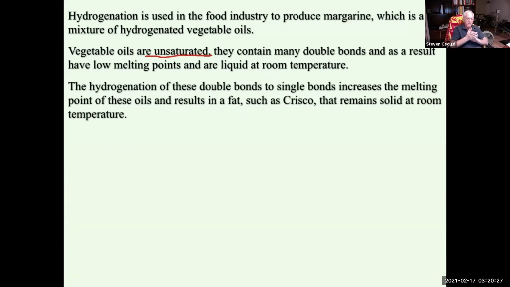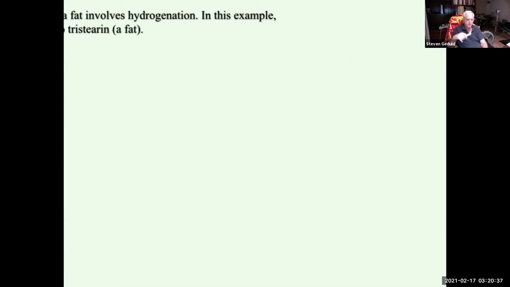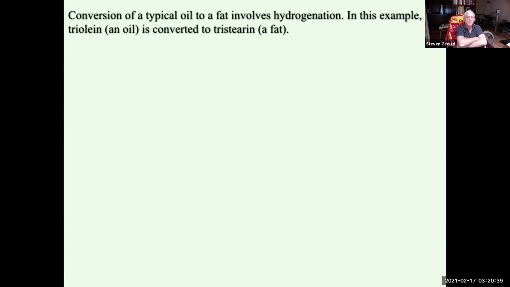Hydrogenation of these double bonds to single bonds increases the melting point of these oils and results in fats like Crisco that remain solid at room temperature. Conversion of a typical oil to fat involves hydrogenation. The next example is triolein, an oil converted to tristearin, which is a fat.